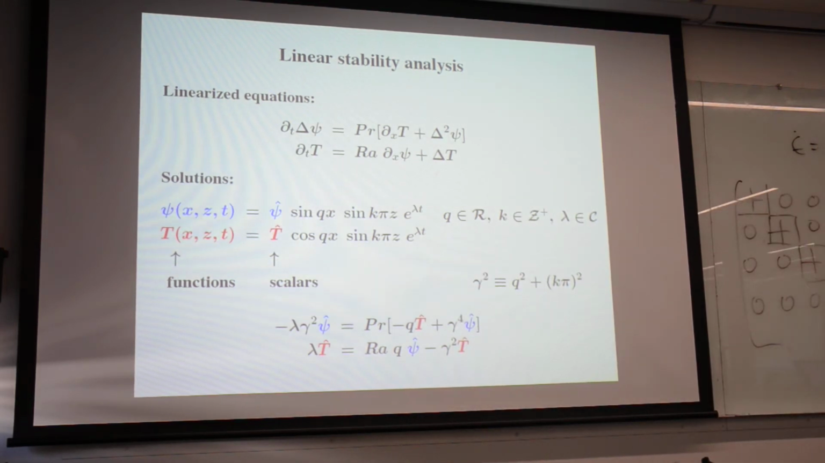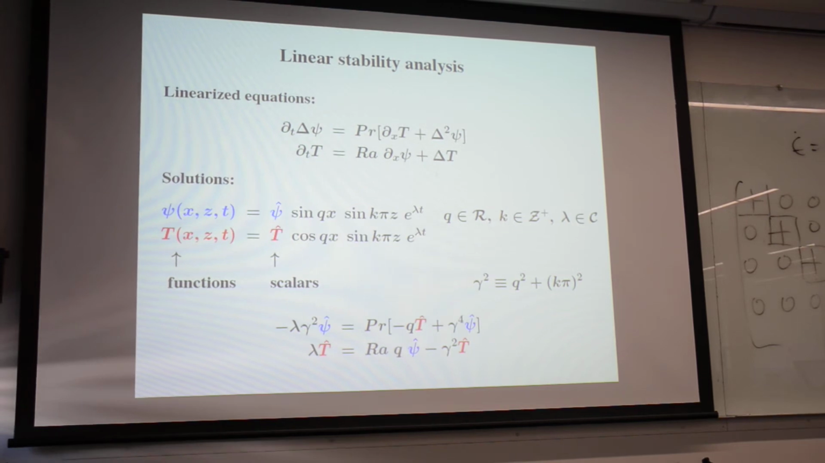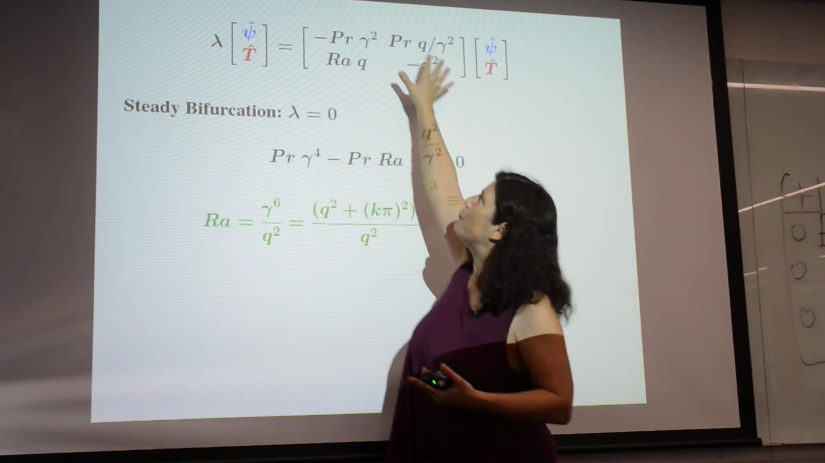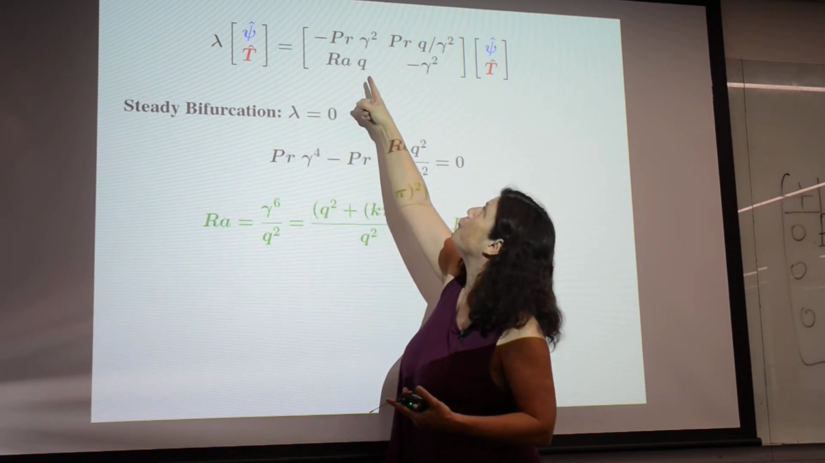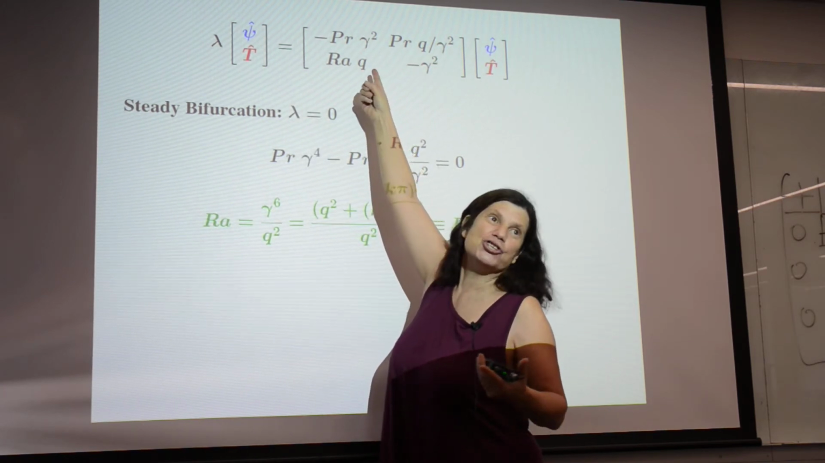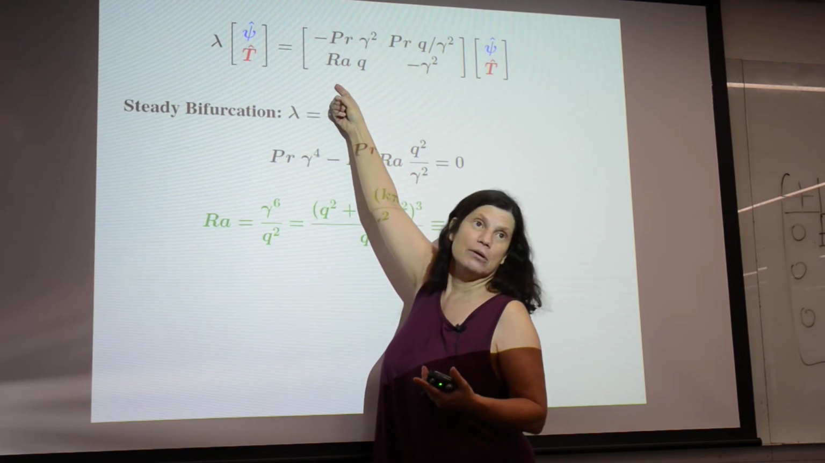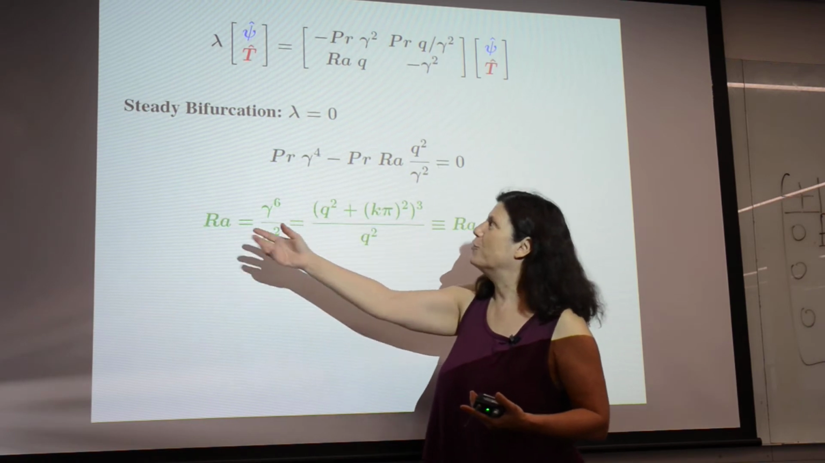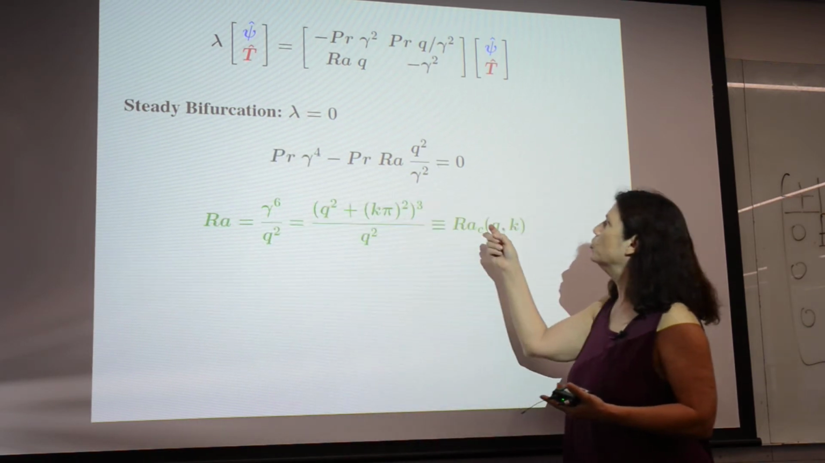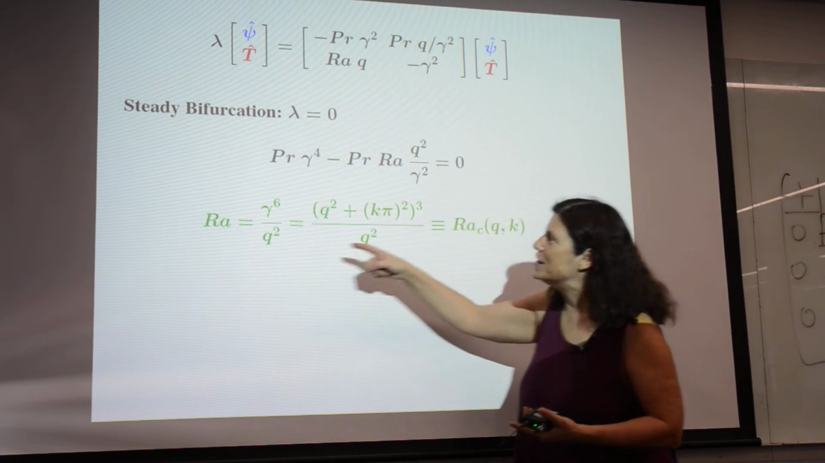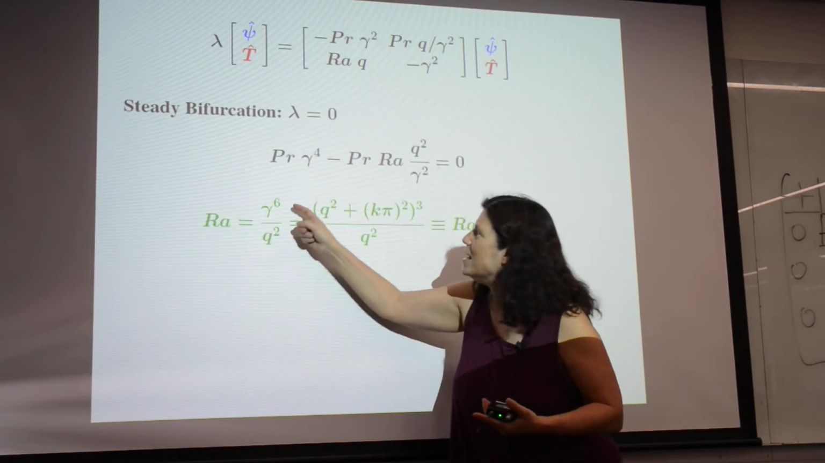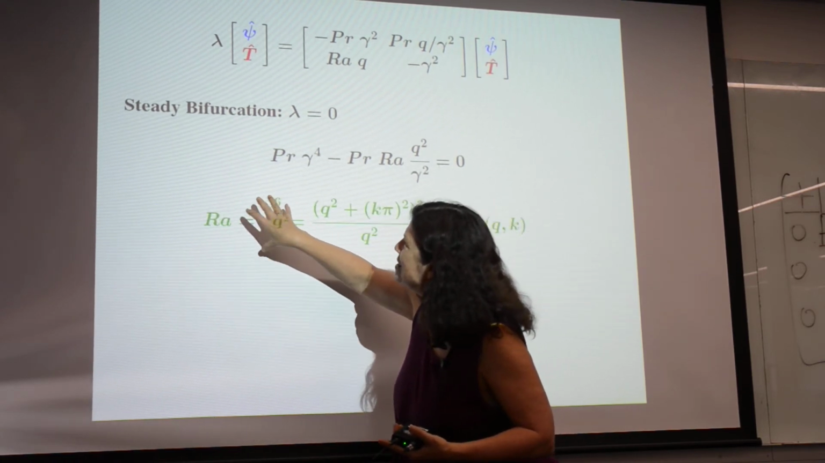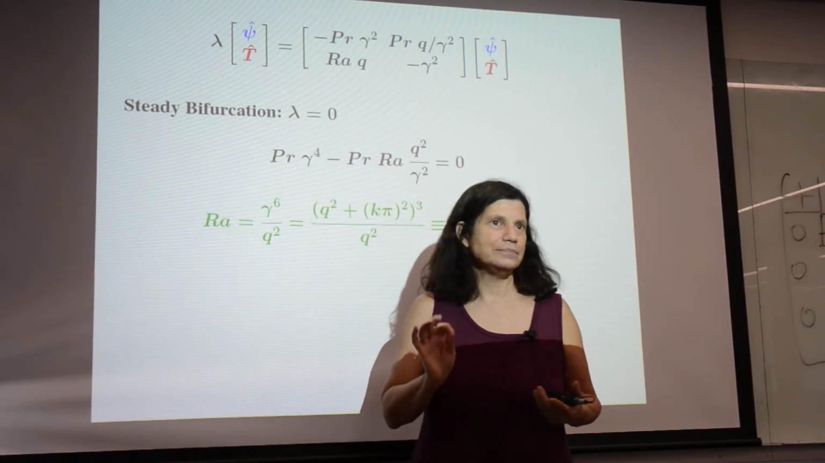It's still a function of Rayleigh number, but now we do another step, which is to say we set lambda to be... you can see that this is an eigenvalue problem. Those lambdas are functions of Prandtl number, gamma, which is just a combination of q and k, and Rayleigh number. But now, if we set lambda equal to 0, we get an implicit function. We get a function Ra that depends only on q and k, and this Ra equals gamma 6 over q squared. This is what satisfies lambda equals 0 here.